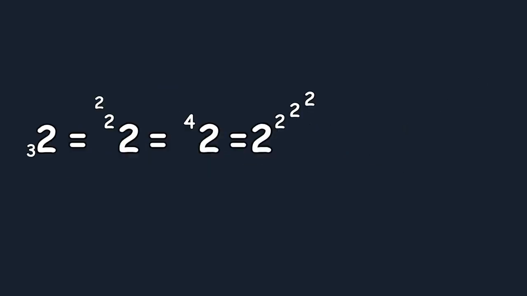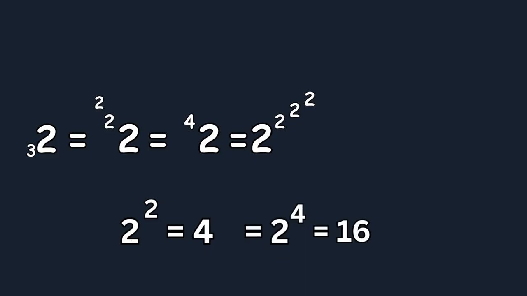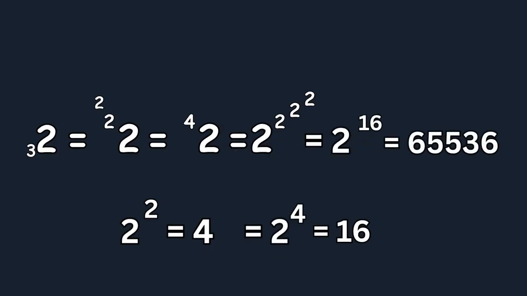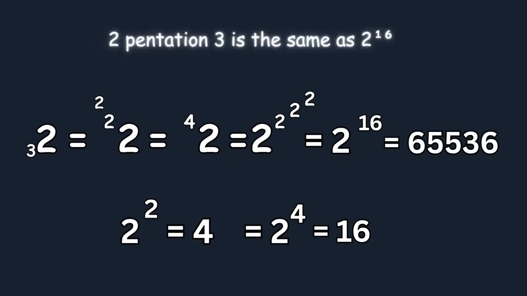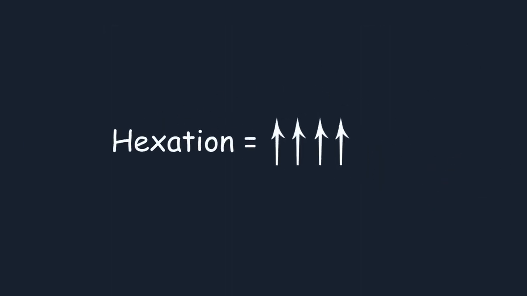And doing the calculation, we see that 2 to the power of 2 equals 4, 2 to the power of 4 equals 16, and we get 2 to the power of 16 equals 65,536. So we see that 2 pentation 3 is the same as 2 to the power of 16. So how would hexation work?